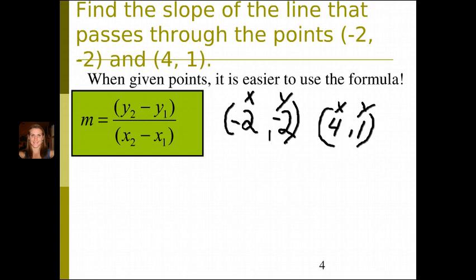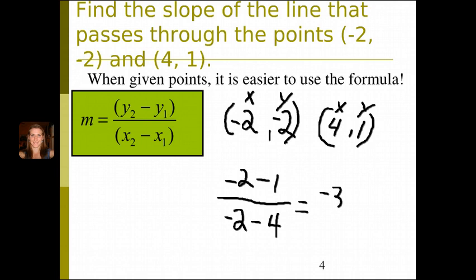So if I take my y value, -2, and I subtract my other y value, 1, draw a fraction bar, and I'm going to subtract my first x value, which was also a -2, and I subtract my second x value, which is a 4. -2 minus 1 gives us a -3 for the top, and that would be our vertical change. -2 minus 4 gives us a -6, which would be our horizontal change.